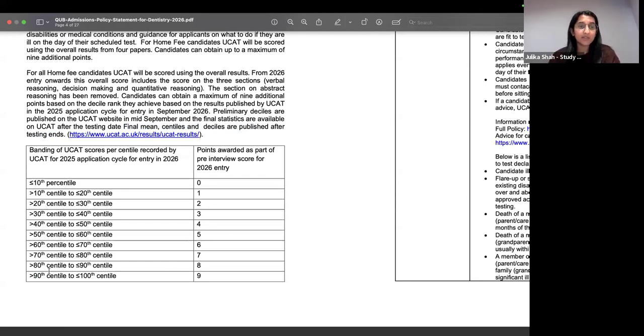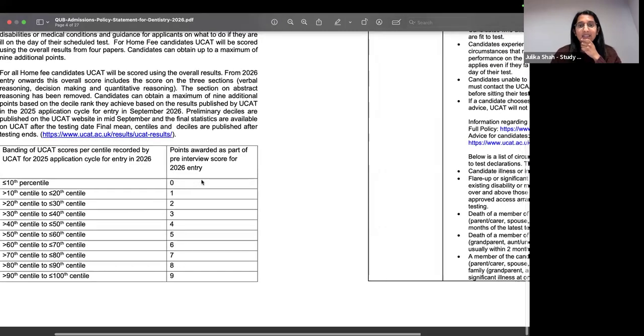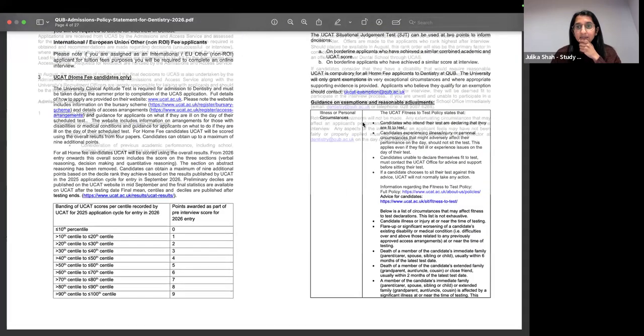If you know you're on the 70th or 80th centile, you'll know you get 7 points for this university. And if you're in the higher one, you'll get 9. And if you're in the low centiles, you'll get 0 points. It's just being aware of how many points you think you might need to get in.